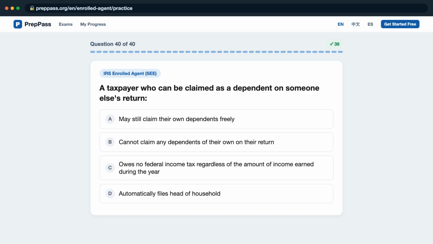Question 40. A taxpayer who can be claimed as a dependent on someone else's return, is it A, may still claim their own dependents freely? B, cannot claim any dependents of their own on their return? C, owes no federal income tax regardless of the amount of income earned during the year? D, automatically files head of household?